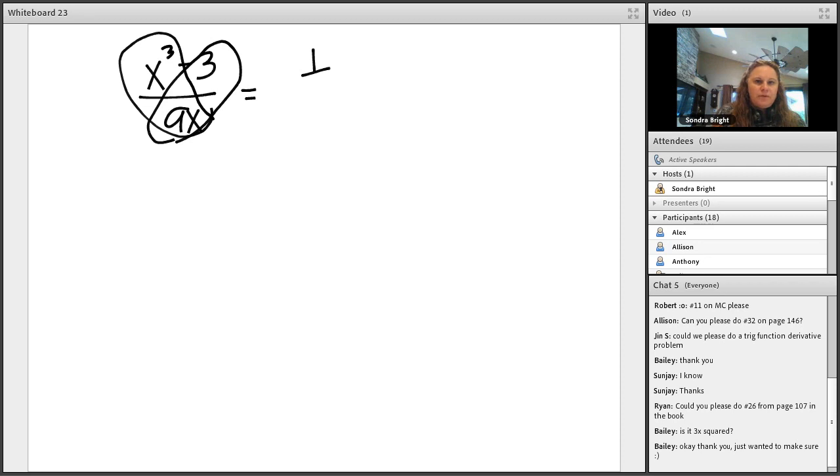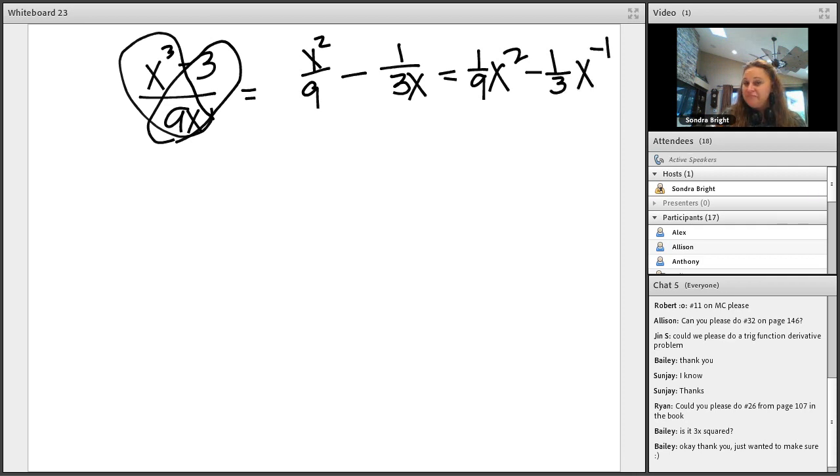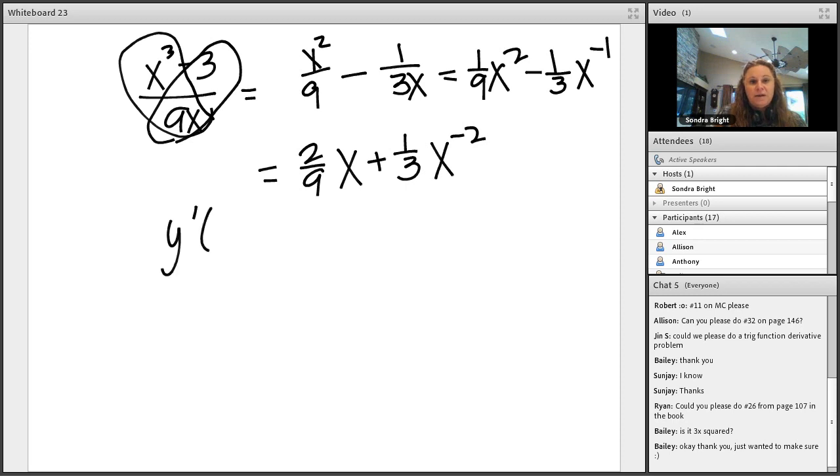One more, go. X squared over 9, and then minus 1 over 3x, which is equivalent to 1 over 9 as your coefficient on x squared, and minus 1/3 x to the negative 1. When you do the pop and drop, it would be 2 over 9 times x to the power of 1, plus 1/3 x to the negative 2. And then when you plug in a 1, y prime at 1 would be 2 over 9 plus 1 over 3, because when you plug in the 1, that's a 3 and a 3, and that gives you 5 over 9.